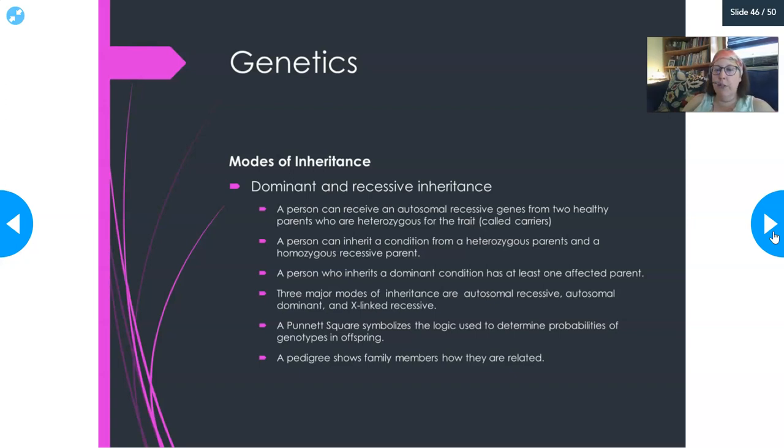So a person can inherit a condition from a heterozygous parent and a homozygous recessive parent also. Let's say in our sickle cell scenario, because it kind of fits that, the heterozygous parent would be the carrier. It would have a normal gene and a sickle cell gene. And then the homozygous recessive would be the other parent, who has sickle cell. Now, if you have sickle cell, why would you want to make kids and pass that on? Because then someone's guaranteed that they will at least be carriers. I don't know, but I'm sure it happens.